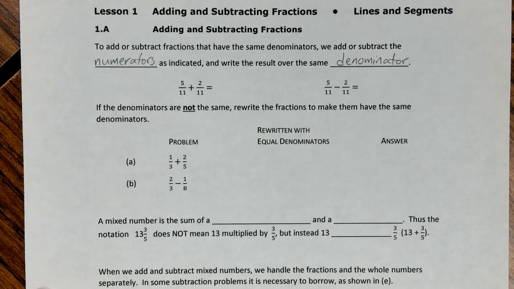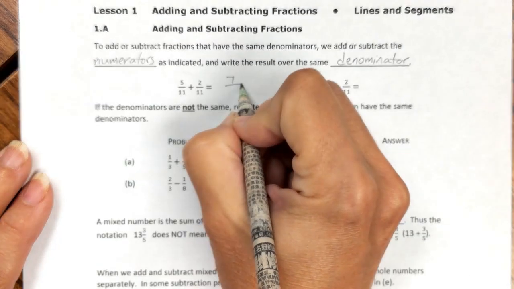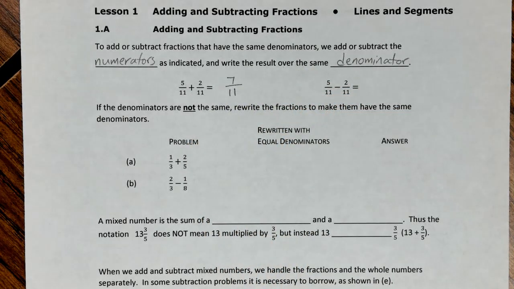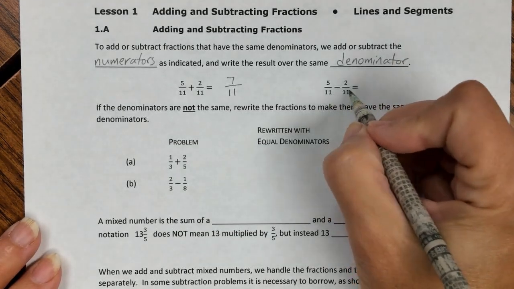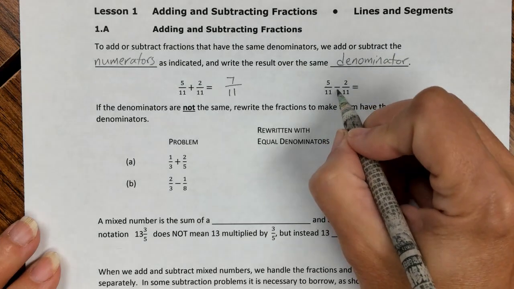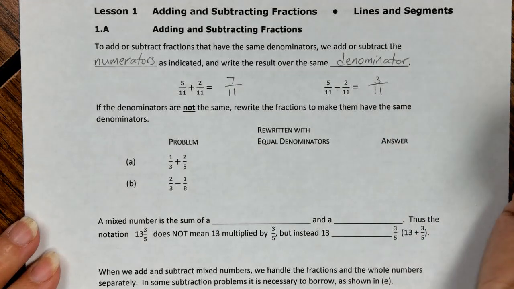And then we have some sample problems. These already have the same denominator. So for the addition, we're going to add the numerators and write it over that same denominator. If you have 5/11ths of something and add 2 more 11ths of that thing, you have 7/11ths. And then when we're subtracting, again, they have the same denominator already. 5 minus 2, that's 3, and we keep it over 11.